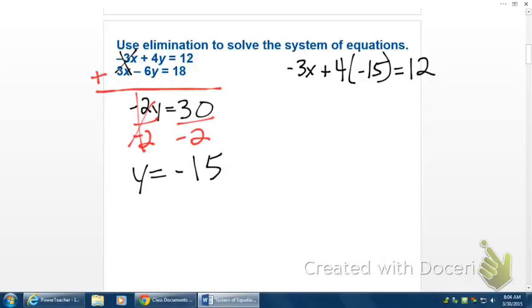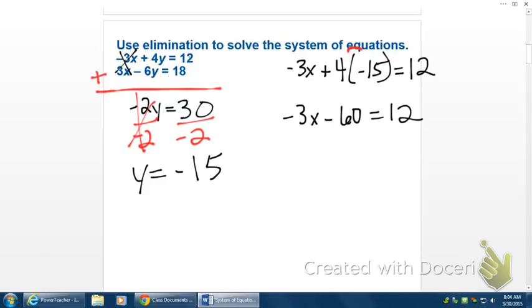So yes, now we need to multiply 4 times the negative 15. Okay? Our next step is right here. 4 times the negative 15 is going to give me a negative 60. Okay? Let's just keep on solving. Negative 3x minus 60 equals 12.